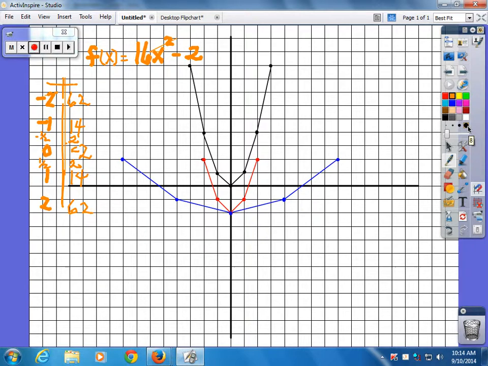Negative 1 and 14. Let's try. Negative 1 and 14. 1, 2, 3, 4, 5, 6, 7, 8, 9, 10, 11, 12, 13, 14. So it's up there somewhere. That's not going to help us. Negative 1/2 and positive 2. Hold on a second. Negative 1/2 and positive 2.